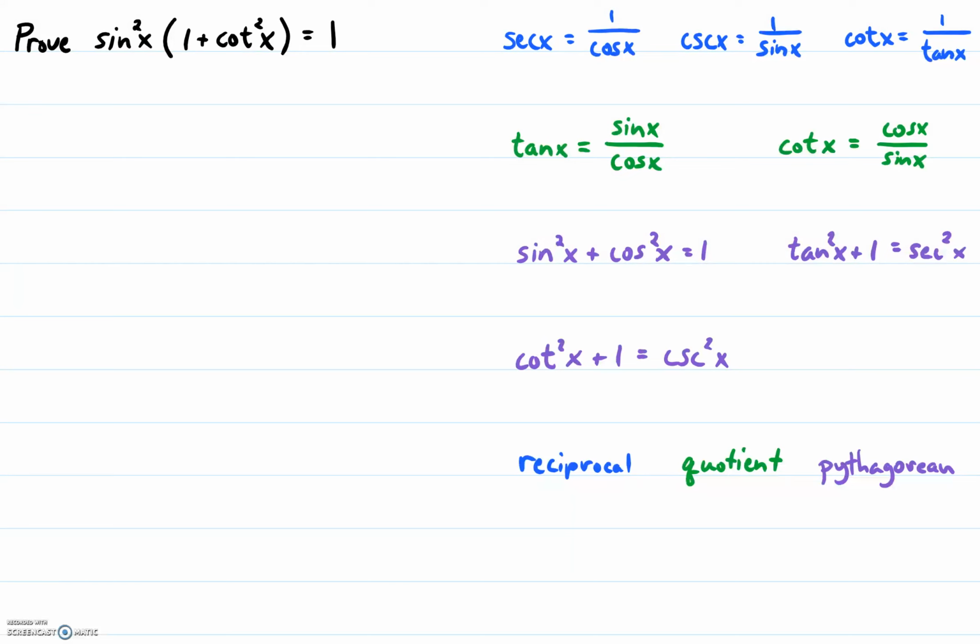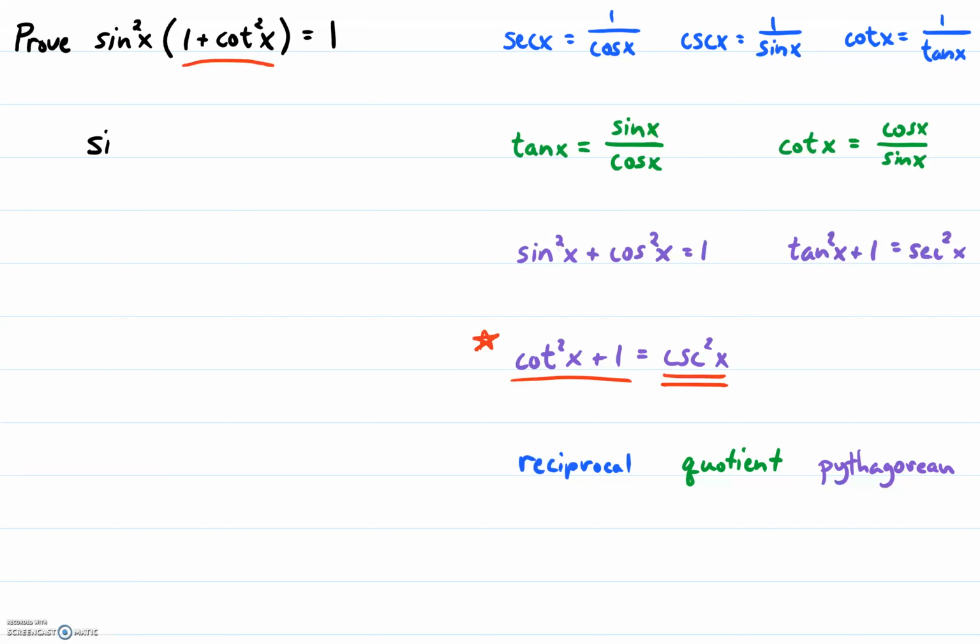And we kind of get lucky in this problem because we have 1 plus cotangent squared x in the parenthesis, and you can see that that matches up with the Pythagorean identity cotangent squared x plus 1 is equal to cosecant squared x. And of course cotangent squared x plus 1 is the same thing as 1 plus cotangent squared x. And the idea is anywhere we see that, what I have underlined once in red, we can exchange it for cosecant squared x, what I have underlined twice in red. And so that's going to be our first step for this problem.